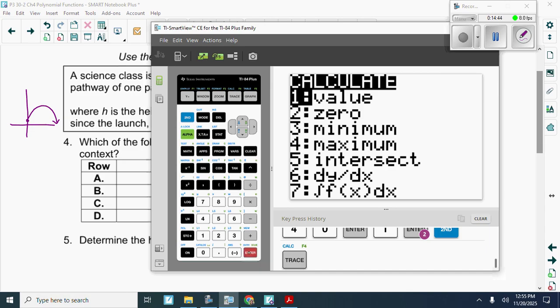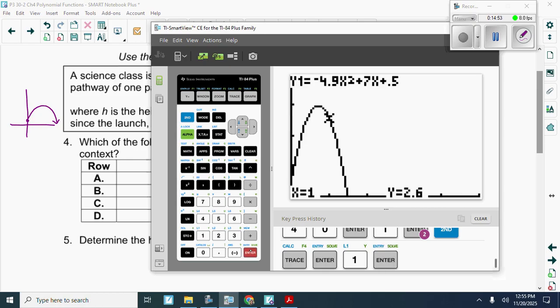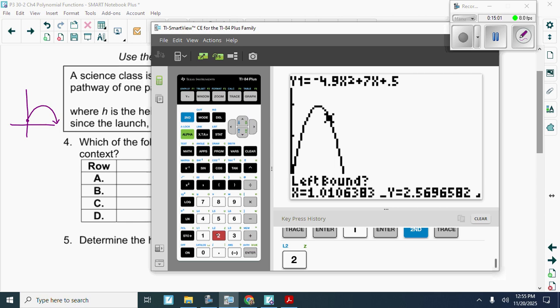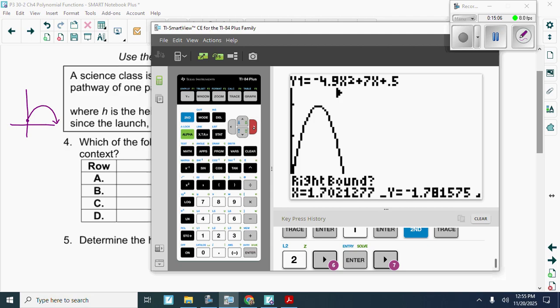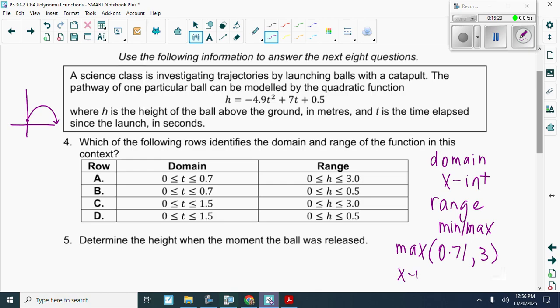Oh, whoops, I hit the wrong one. Give me a sec. Second trace. I want, oh, I hit value, that's why. Here, zero. There we go. Our zero is located at 1.49 and 0. So our x-intercept is 1.49 and 0.